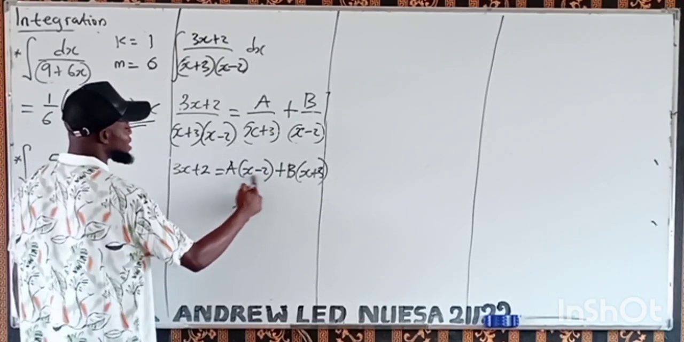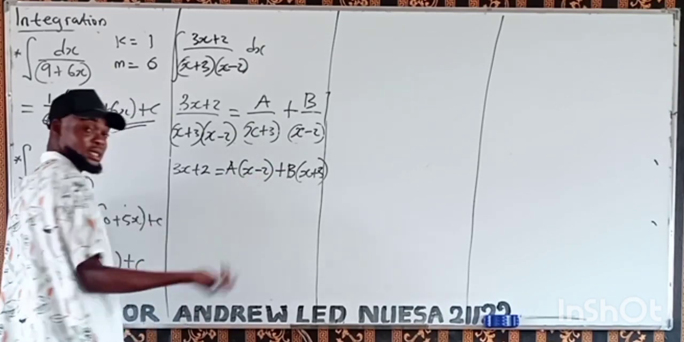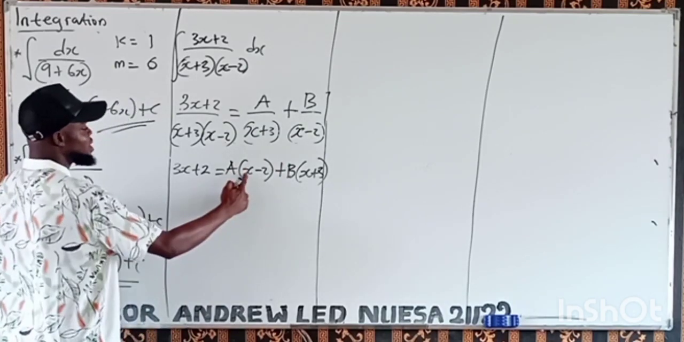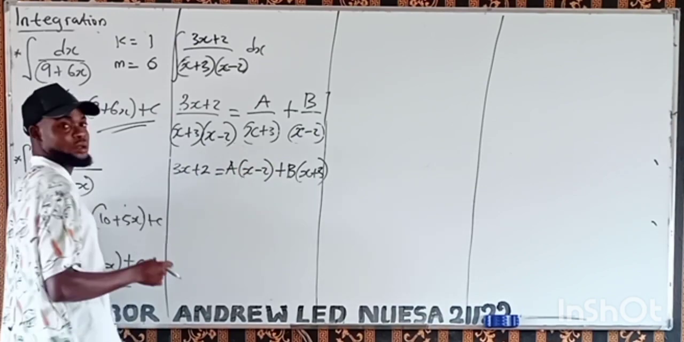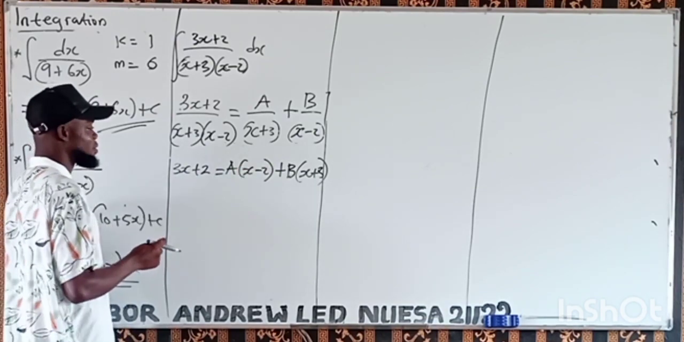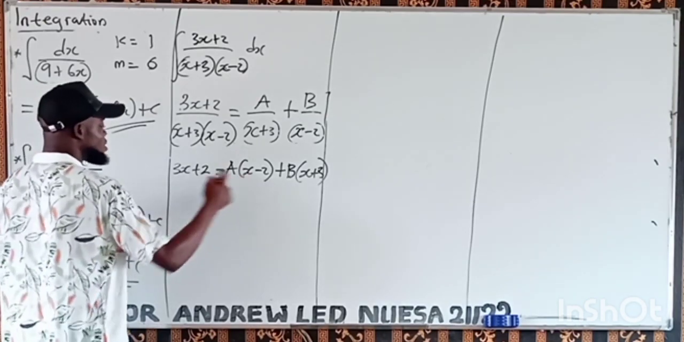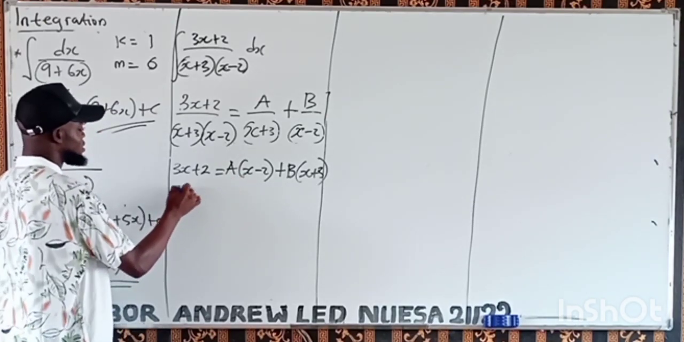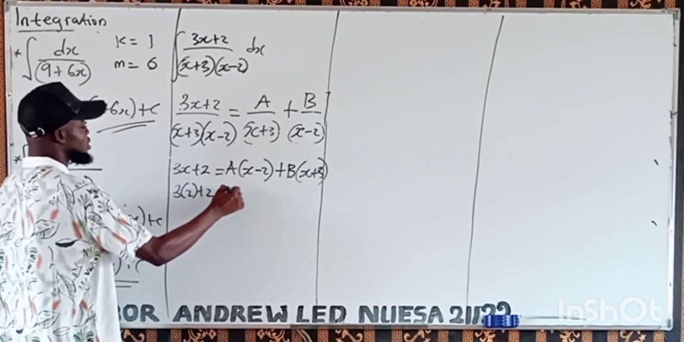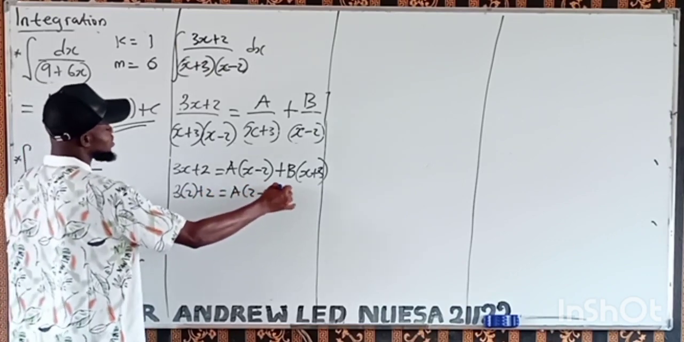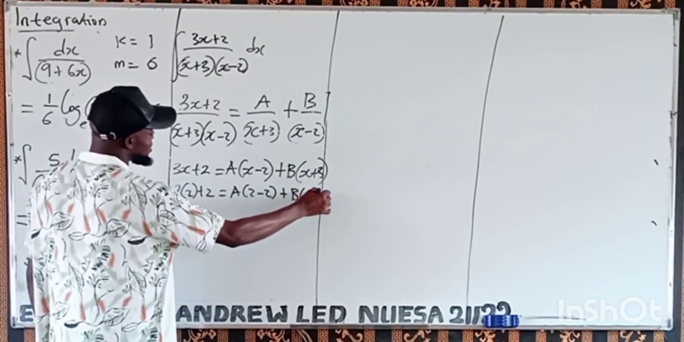How can I make this bracket 0, so that if I multiply 0 times A, A will be 0 and B will still be there? If S is 2, then we can eliminate that. So let's see what I have. When S is 2, I'm going to have 3 times 2 plus 2 is equal to A times 2 minus 2 plus B times 2 plus 3.